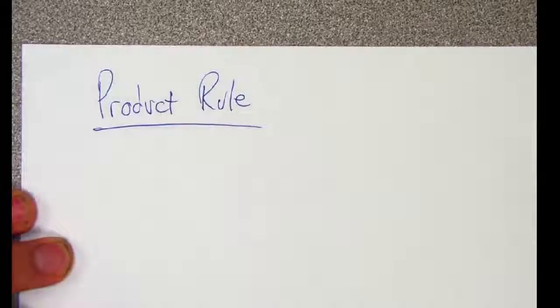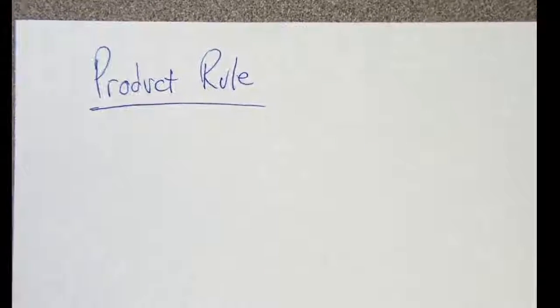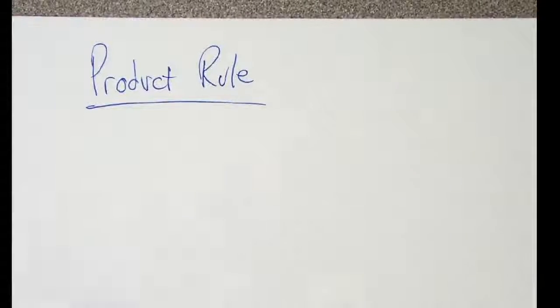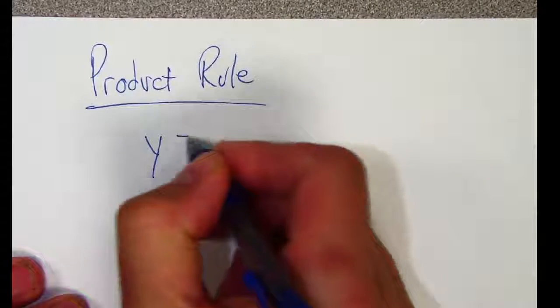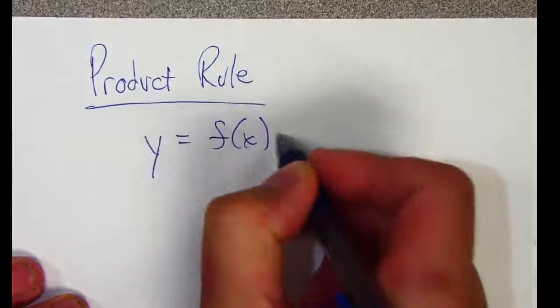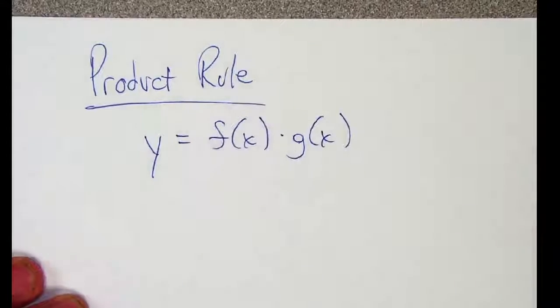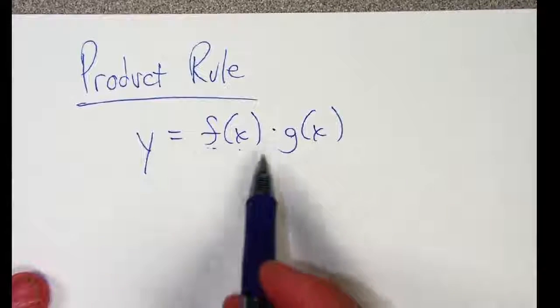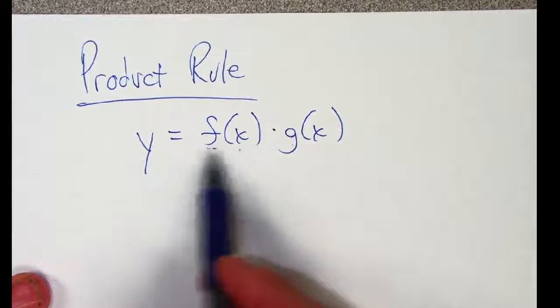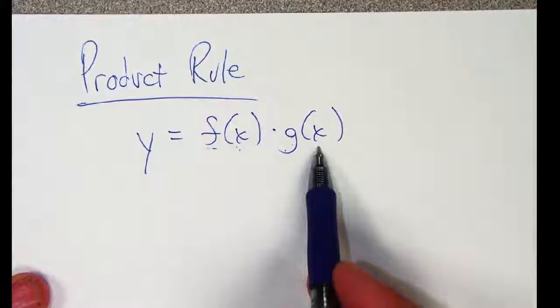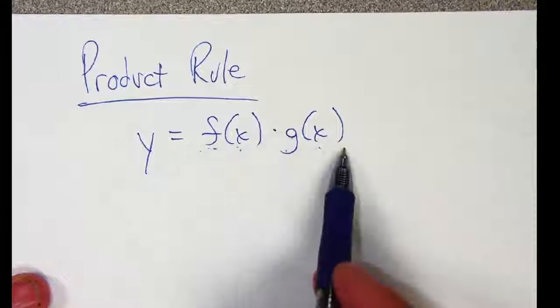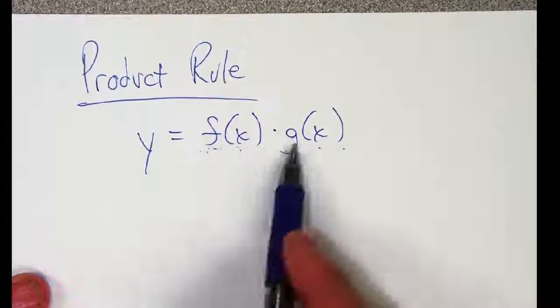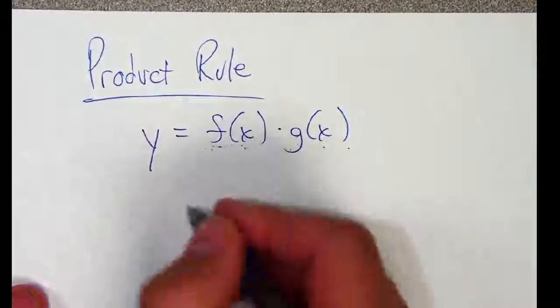So product rule is something that you have to use whenever you're taking the derivative of two things that are being multiplied together. So I'm going to write it out a couple different ways. Let's say y equals f of x times g of x. Those are just my two things that are being multiplied together. This might be x squared and this might be cosine. This might be x plus 3 and this is e to the x. This might be x plus 3 and x plus 5. Just two things with an x in it that are being multiplied together.